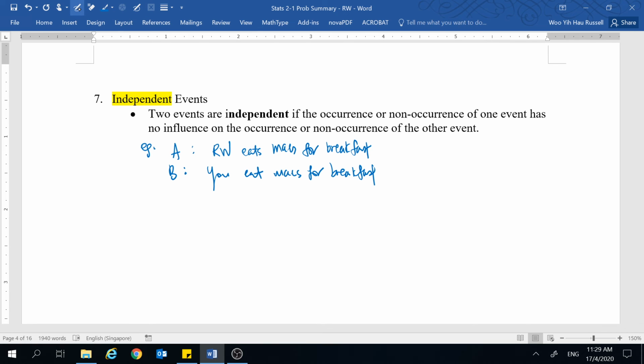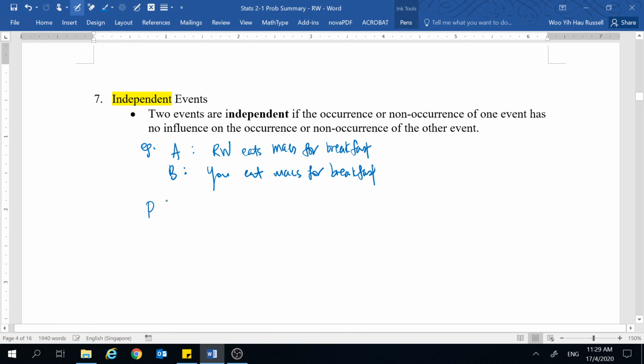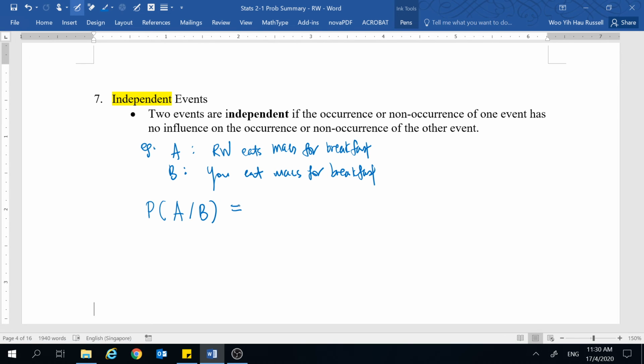Good. Now, does it make sense that if A and B are independent events, then probability A given B, what do we think? It means, given that B has happened, what is the probability of A? Given that you eat McDonald's for breakfast, what is the probability that I eat McDonald's for breakfast? That condition is not important. It wouldn't affect me, because it will be the same as the probability that I eat McDonald's for breakfast.